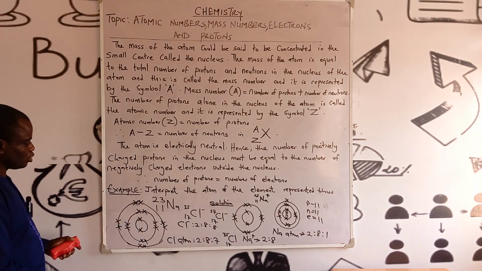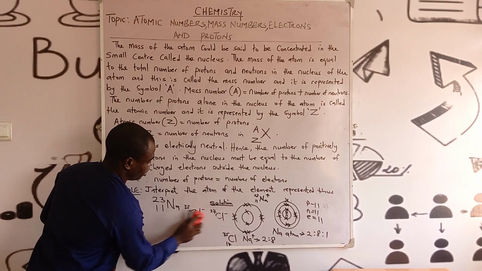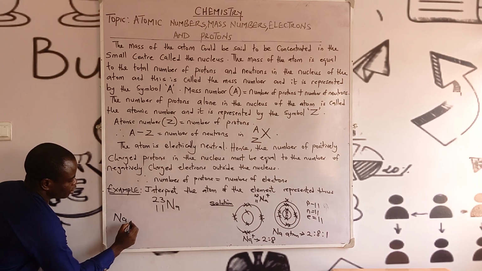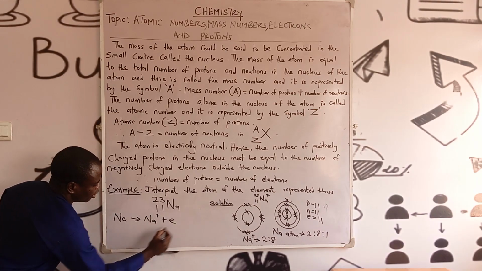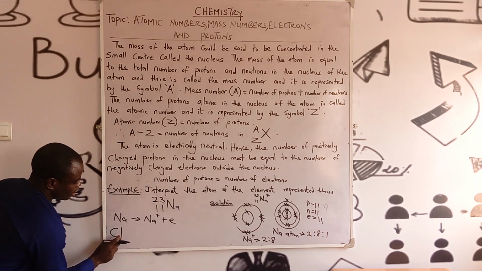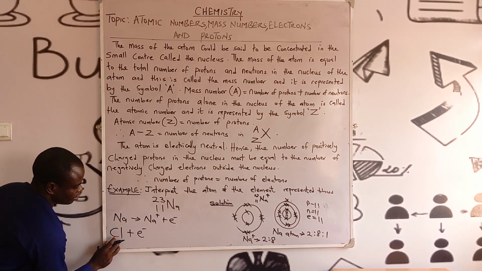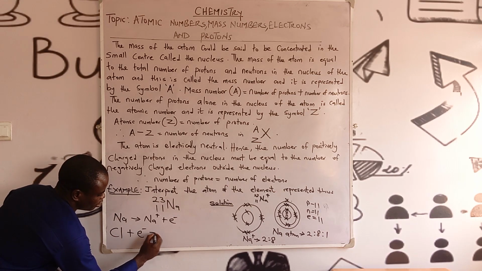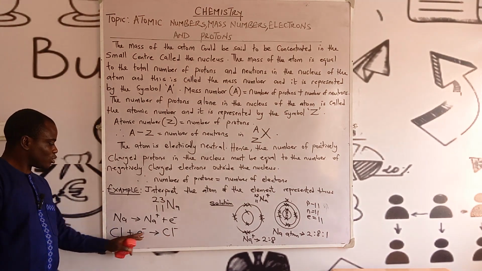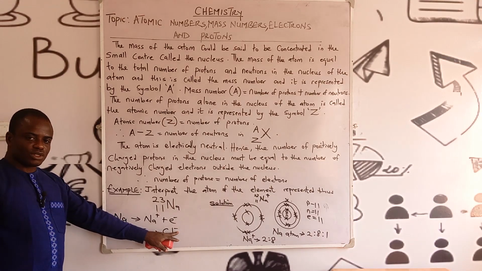Now that's what you need to know. If you want to show how it is formed, sodium atom loses an electron to become sodium ion plus electron. The chlorine atom gains this electron from the sodium when it loses it. This 2, 8, 7 plus 1 electron will give us chloride ion. Take note: chlorine becomes chloride ion when it gains the electron from the sodium. That's why I didn't put a negative sign here, but when it gains, it becomes chloride ion.